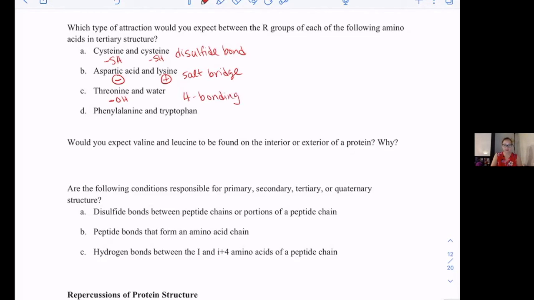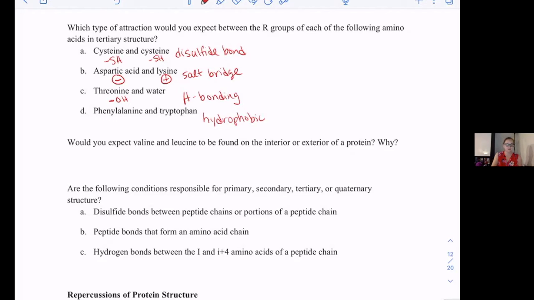Last one, phenylalanine and tryptophan. These are both those big aromatic, ring-looking things. They are both hydrophobic, or nonpolar. So they would be hydrophobic interactions. Next question, would you expect valine and leucine to be found in the interior or exterior of a protein?